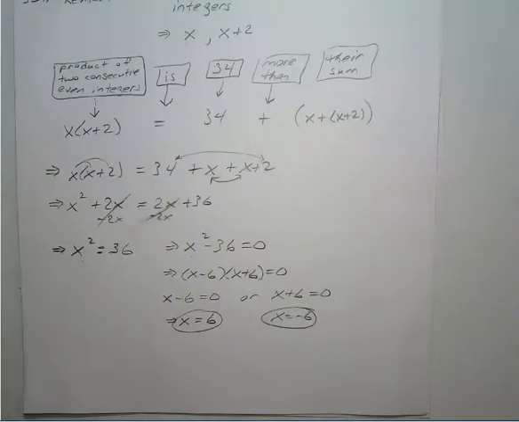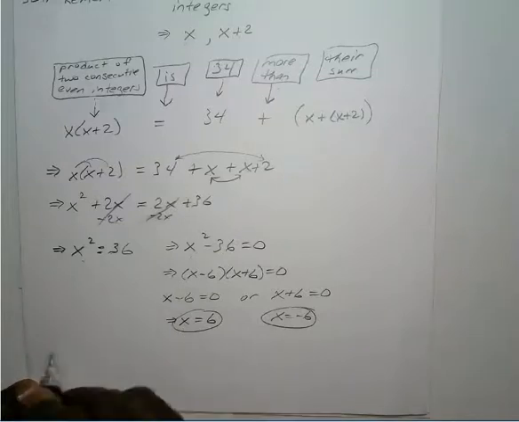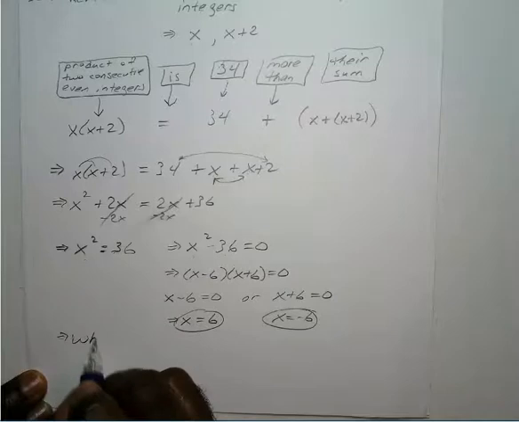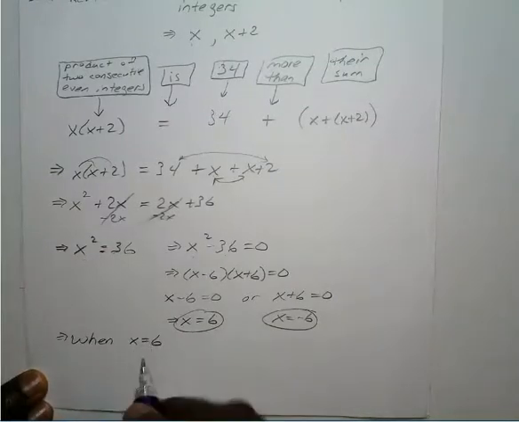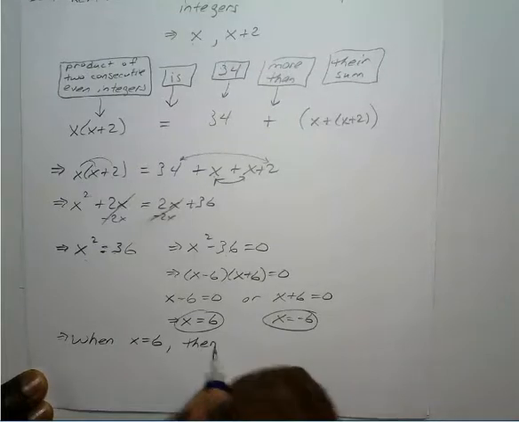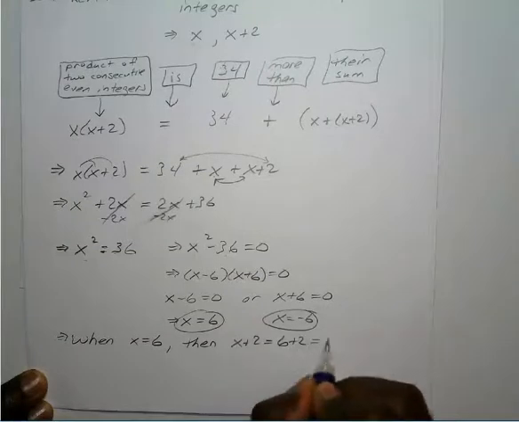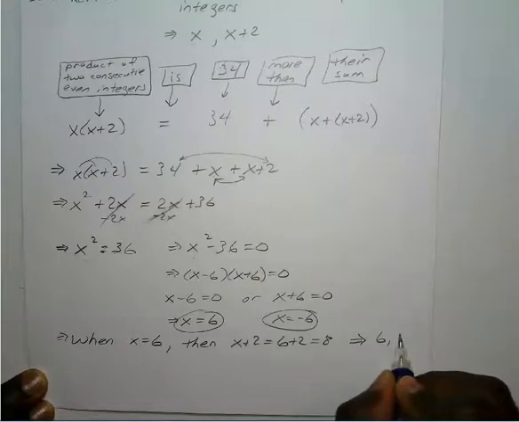Alright, now we have to look at the fact that we solved for our integer, but we didn't solve for the consecutive integer. So what we're going to do is plug both of those in. So when x is equal to 6, then x plus 2 is equal to 6 plus 2, which is 8. So that gives the consecutive integers 6, 8.